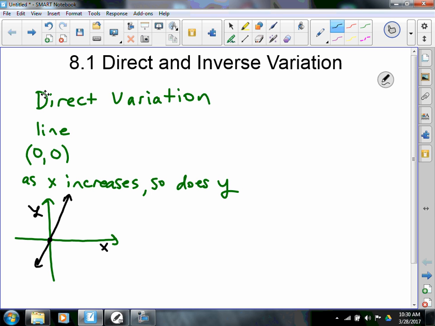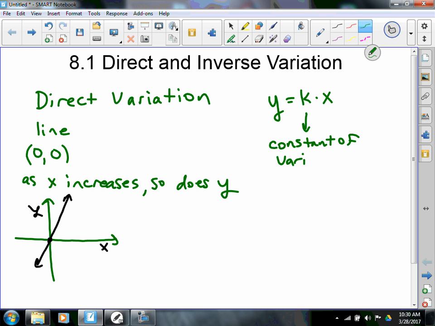Good. So the form of a direct variation is written in the following way. y is equal to k times x. Notice there's no y-intercept because the thing has to go through the origin. Okay, so there's no y-intercept. And this k has a very special name. The k is called the constant of variation.